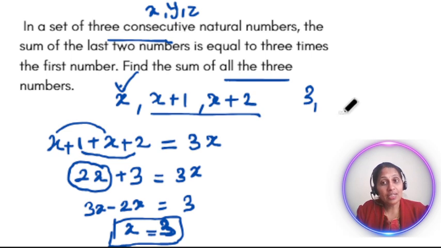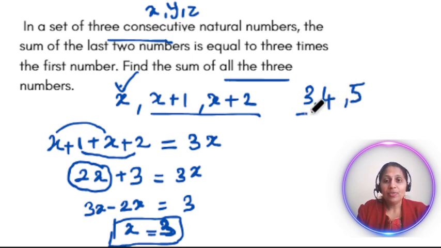What will be my next consecutive number? 4. The next consecutive number would be 5. So we found the 3 consecutive numbers, and the question is not yet over. Again we have to substitute. That's our final step. Okay.